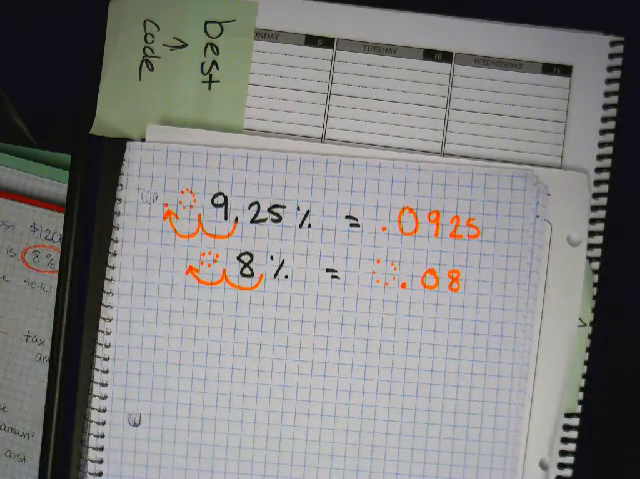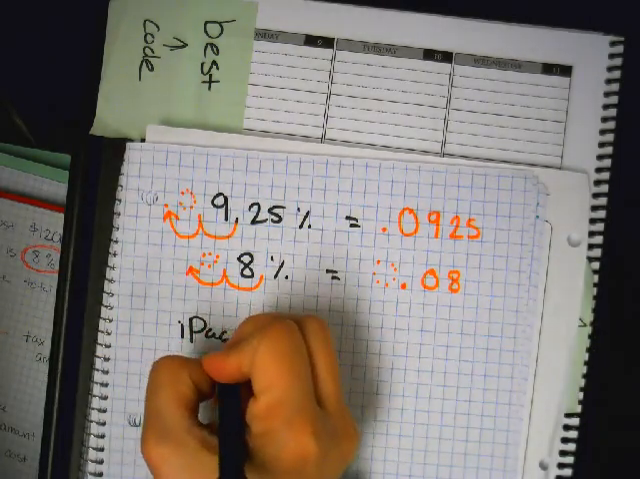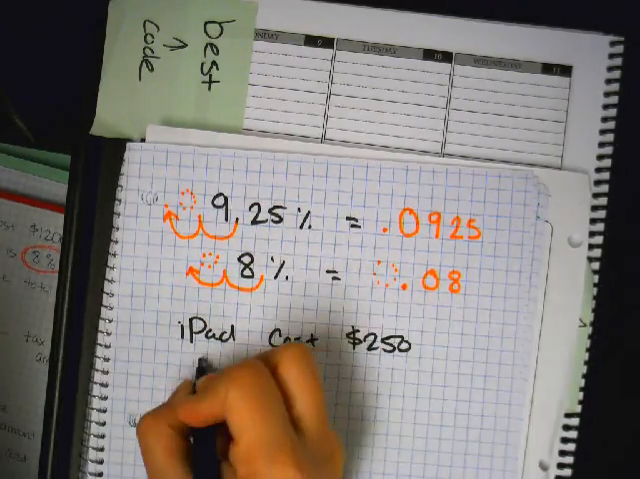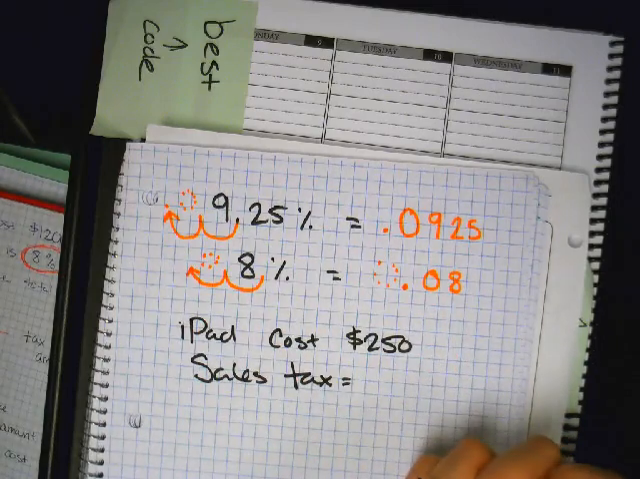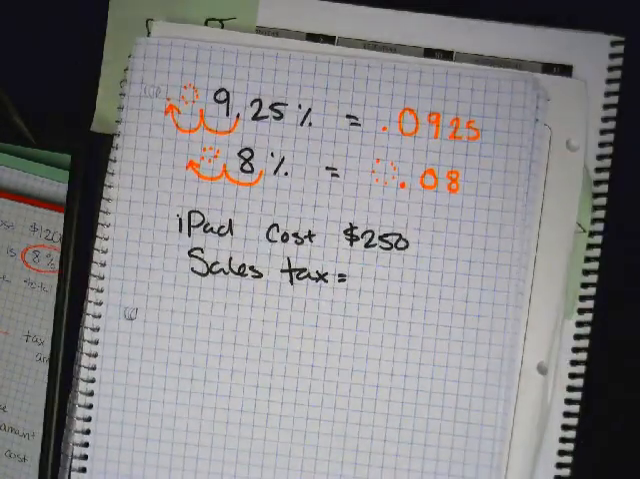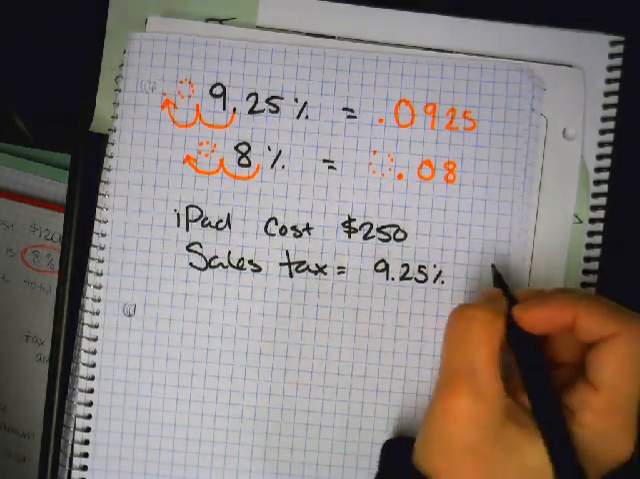All right. So the iPad costs $250. Sales tax will be... Do you want to do Santa Ana sales tax? 9.25%. Okay.